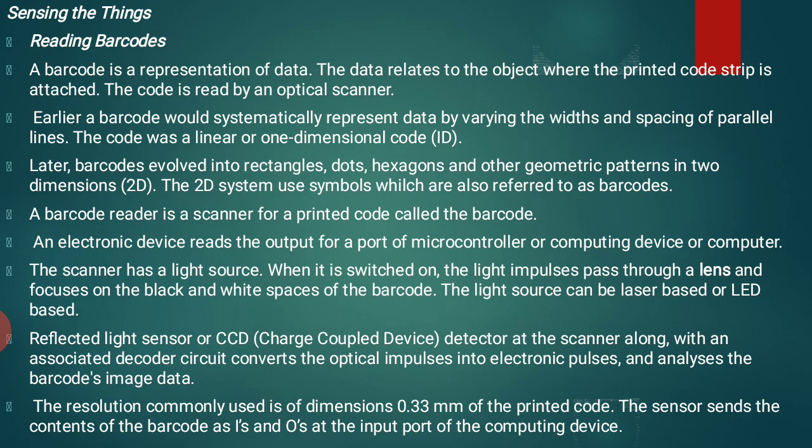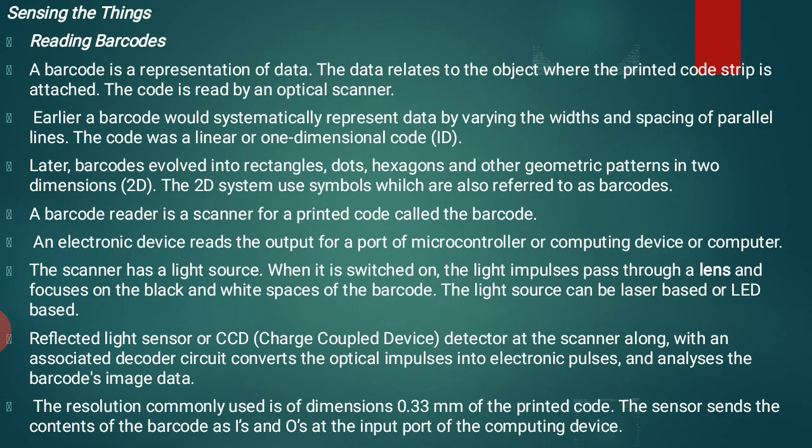In the barcode, a printed code strip is attached. By using that attached strip, we are connecting to the object that possesses the data. The code is read by an optical scanner, so that printed code strip can be read by an optical scanner device.